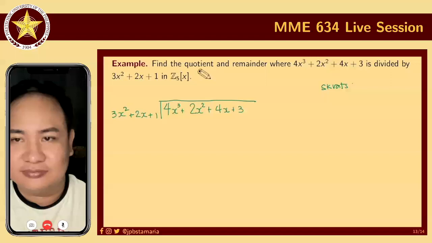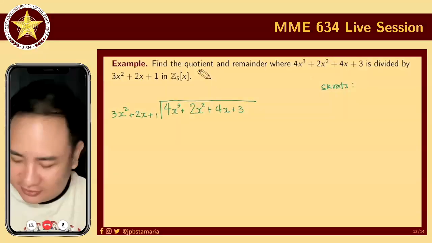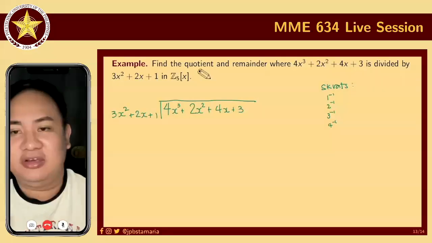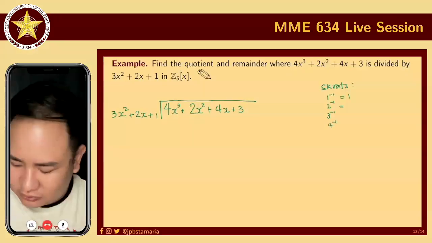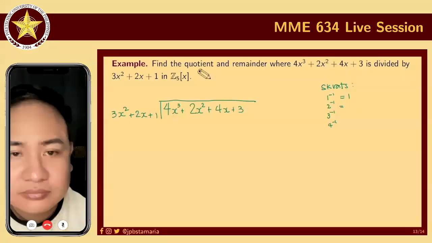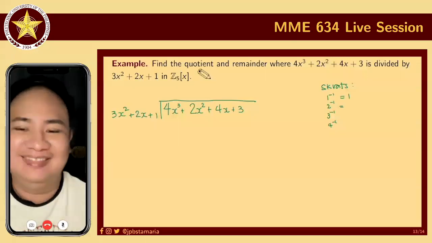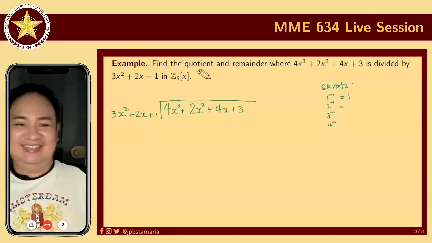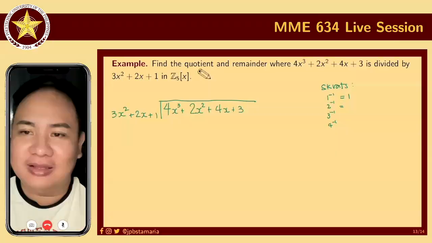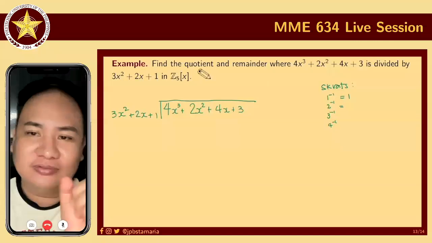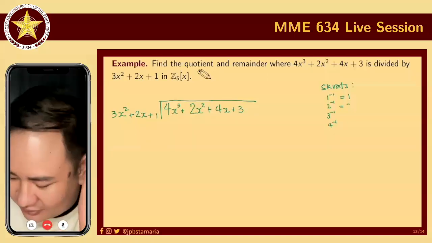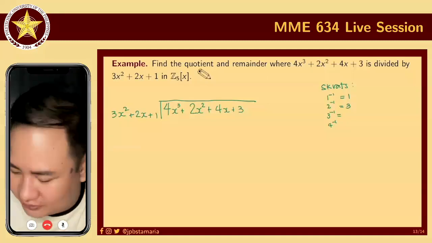Isa pang kailangan mo, kunin mo na yung inverse nung bawat isa beforehand. Siyempre, yung 0 wala. 1 inverse is 1. Anong 2 inverse sa z sub 5? Anong i-multiply ko sa 2 para maging 1? Try mo isa-isa. 2 times 1, 2. 2 times 2, 4. Hindi. 2 times 3, 6, 1. Ayun. So, therefore, ang inverse ng 2 ay 3. At ang inverse naman ng 3, syempre, vice versa yan, 2.